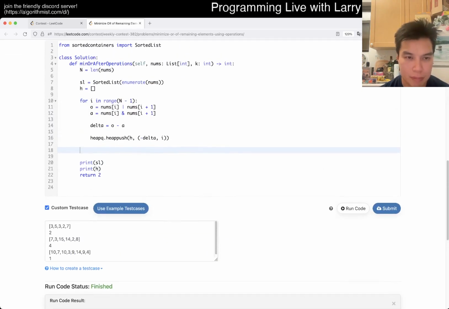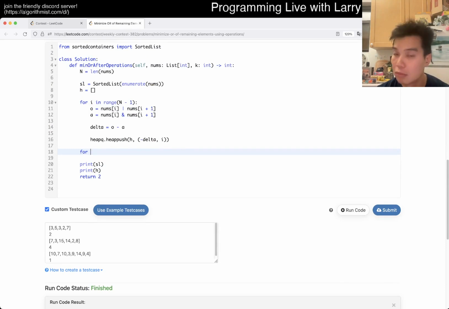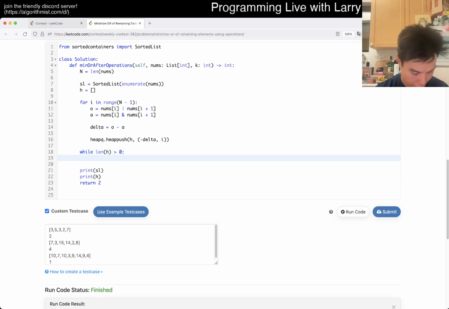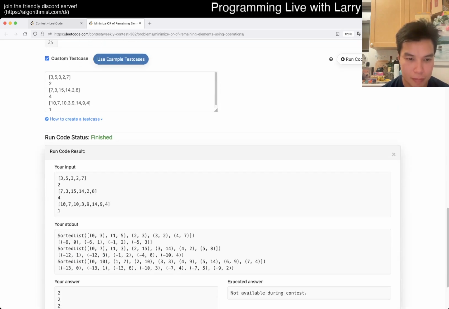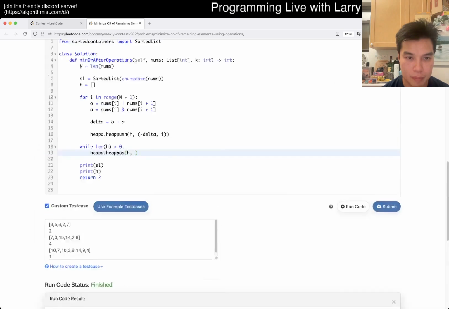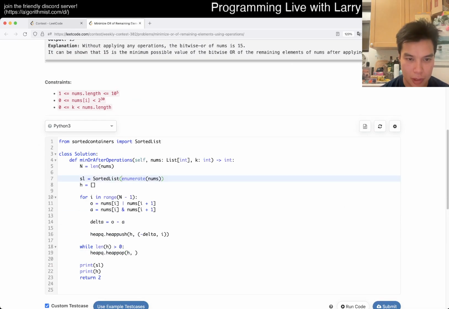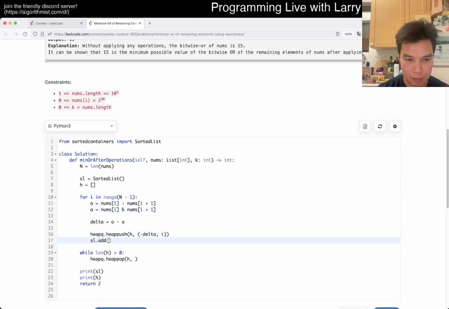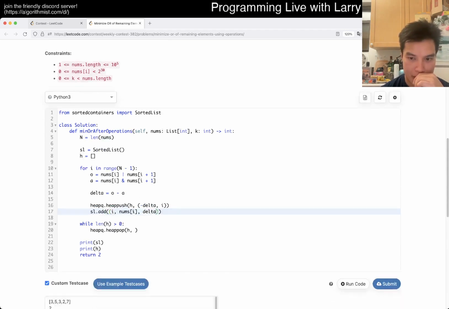Okay. Okay, so then now we process the current thing. Is this what I want to do? No. Actually, what I want to do is also put this in here. Nums I, delta. Okay. Okay, yeah, maybe that's fine.